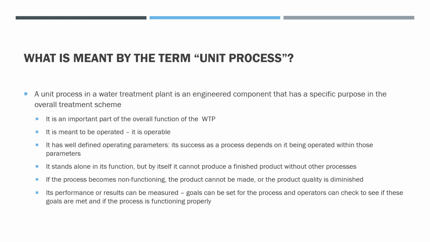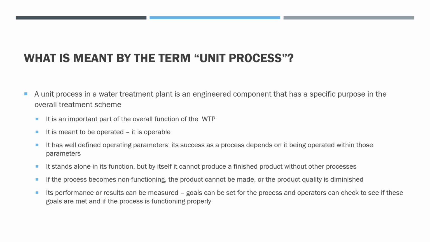So what do we mean when we use the term unit process? A unit process in a water treatment plant is a component that has been designed properly by an engineer, has been approved, and it serves a specific purpose in the overall treatment scheme. It's a very important part of the overall function of the water treatment plant, and it is meant to be operated. That is, an operator should understand how the unit process is supposed to work.